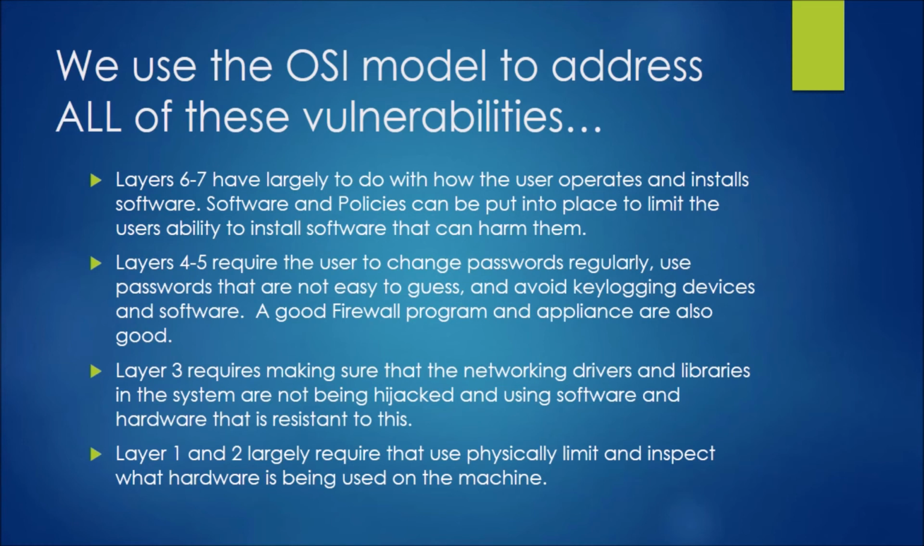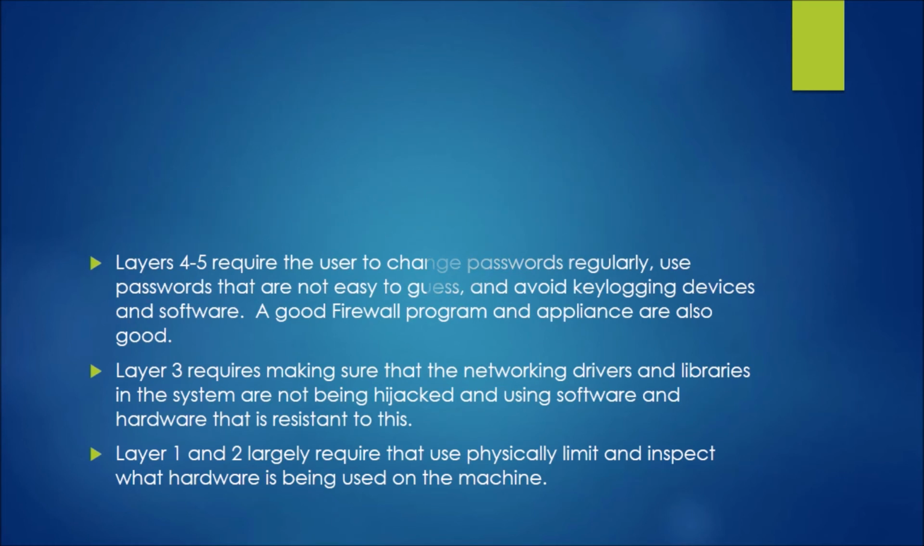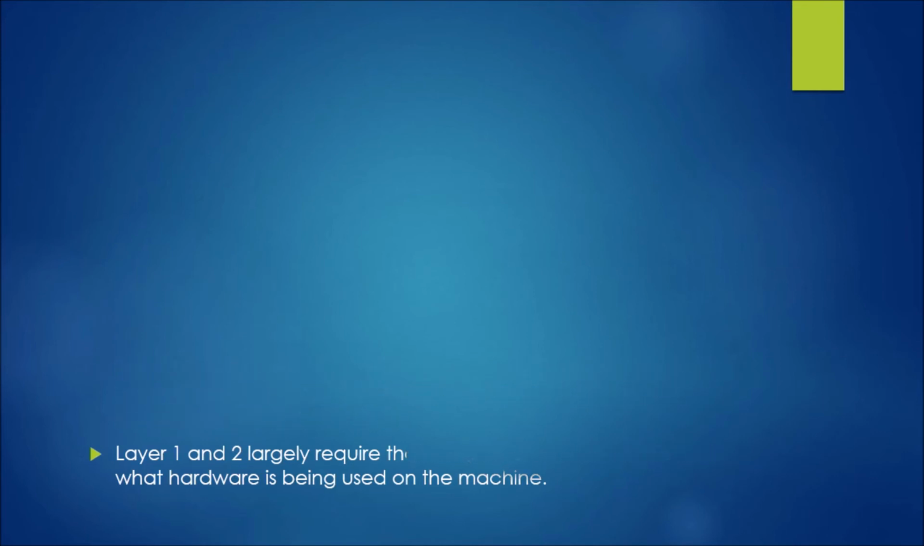At layer 1 and 2, we are being very careful about what hardware we hook to our machine. We are using policies that physically limit and inspect what hardware can be used, and we're making sure that the devices that we use, like our keyboards and mice, are trusted devices. It seems silly to allow someone like an ex to install something that would let somebody see you on the webcam. What we don't realize is that USB devices can look like anything. Keyboards, mice, monitors, or even a light.